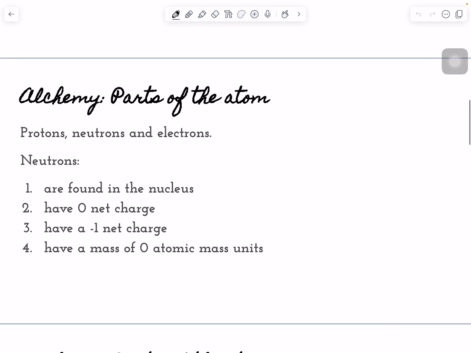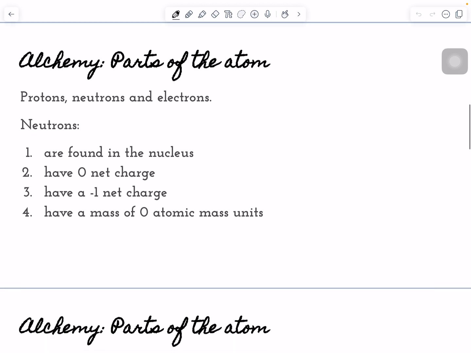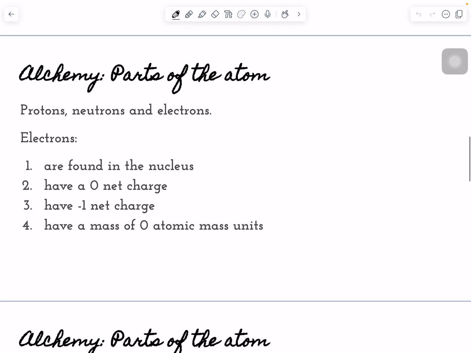All right, what do you know about neutrons? Neutrons are found in the nucleus. They have a 0 net charge, and they have a mass of 1 atomic mass unit. And then what about electrons? So electrons are not found in the nucleus. They have a net charge of -1, and they have a mass of 0 atomic mass units.